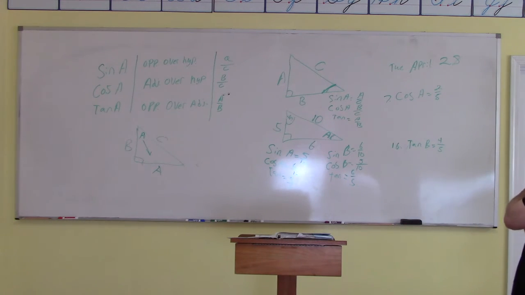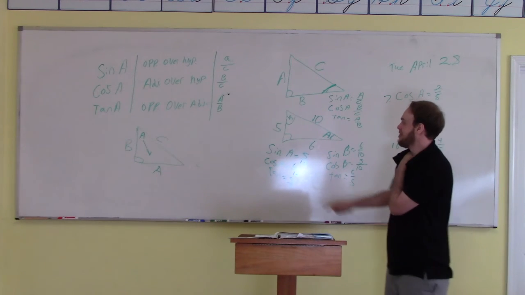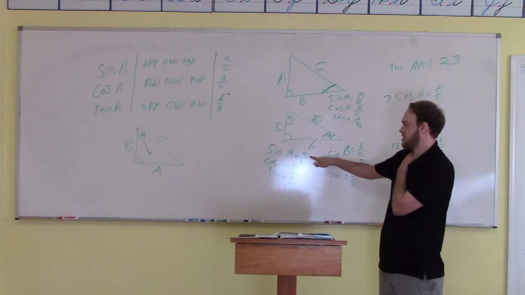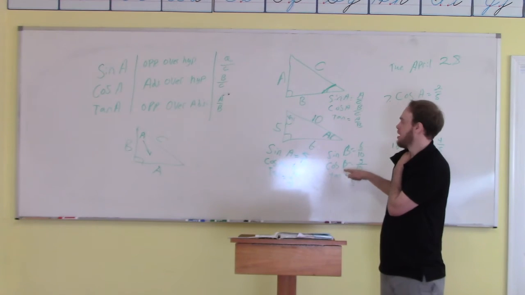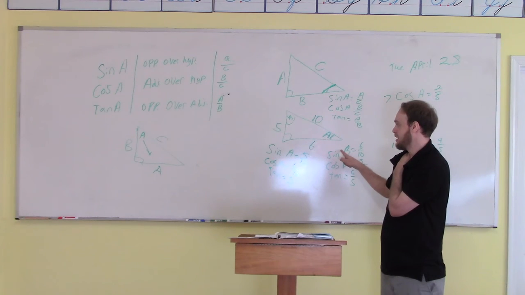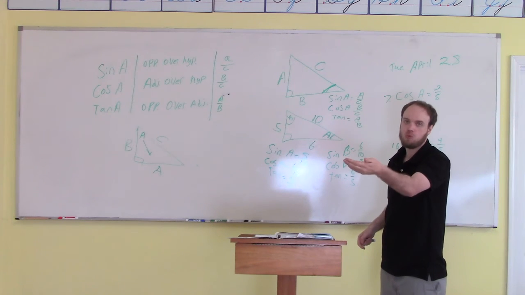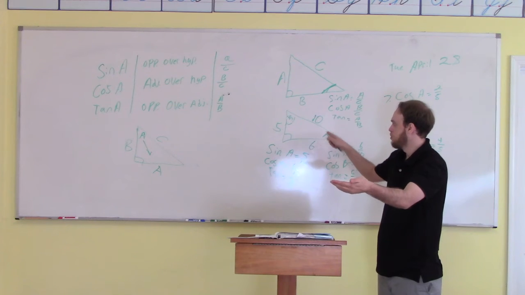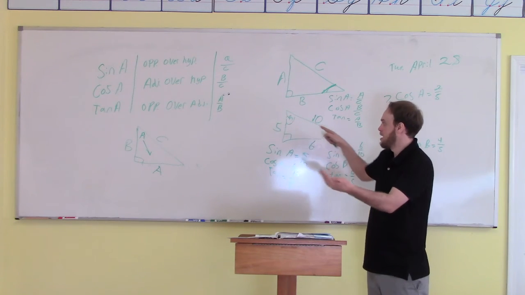What I need you to notice, just to keep in mind, is that the sine of A and the cosine of B are the same. And then the sine of B and the cosine of A are the same. Basically, the sine for one angle is going to match the cosine for the other angle. So the sine of A will match the cosine of B, and the sine of B will match the cosine of A.